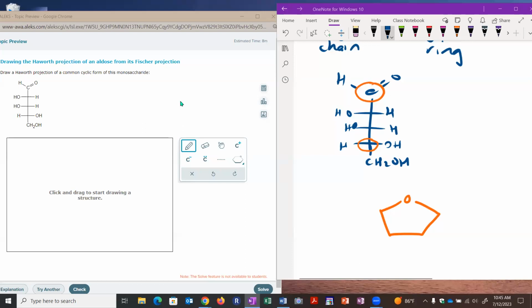All right, so if we were to number our carbons, so this is carbon 1. Let's number them in the different colors. So this is carbon 1, 2, 3, 4, and 5. So in our ring structure now, we end up forming a 5-sided ring with an oxygen being at one point of it. This is going to be our carbon 1.